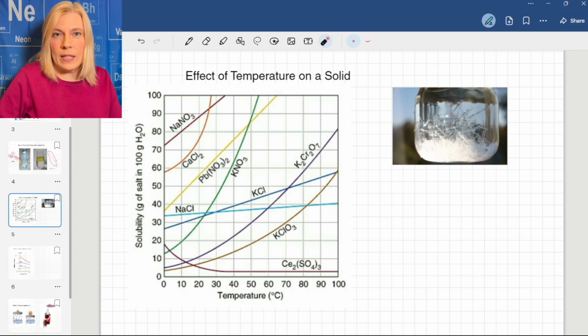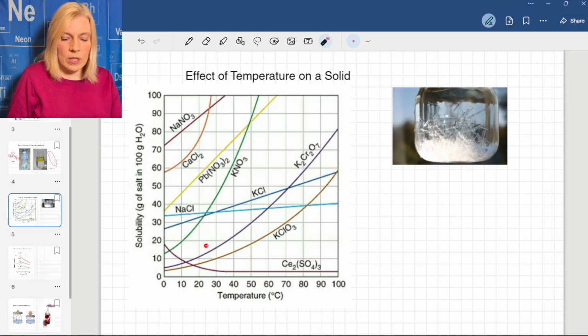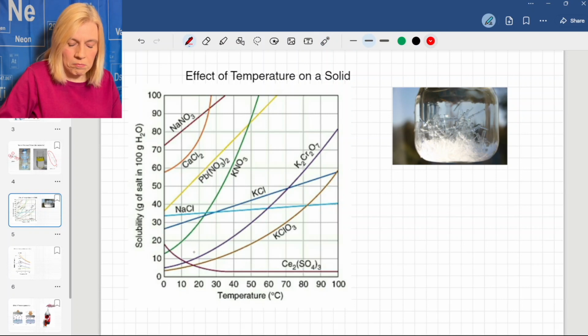There is a definite trend here, the effects of temperature on a solid. And you can see that all of them except one, as the temperature increases, solubility increases. You can clearly see it. So let's talk a little bit more about this green line, potassium nitrate. I really like to use that example. So what happens if I put 20 grams, let's do it here, it's at room temperature, 20 grams of potassium nitrate in room temperature water.